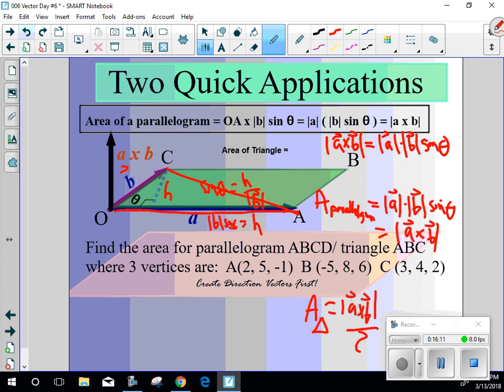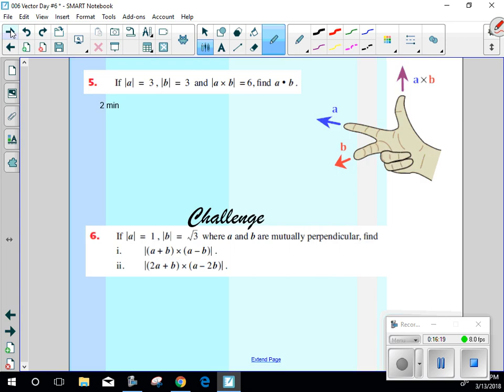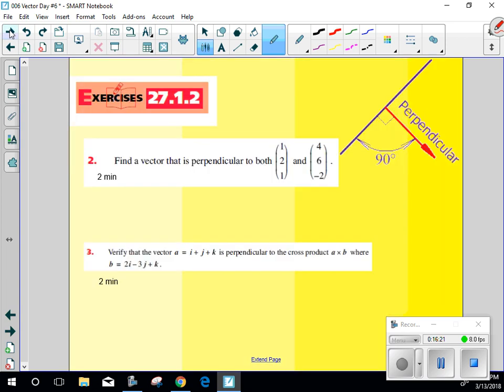Think that's good. Let's go right to the assigned problems. I like this number 2. It's great. So is 5, but I want to go to number 2, please. 2 and 3. Find a vector that's perpendicular to both 1, 2, 1 and 4, 6, negative 2. I want you to find the cross product of those. Go.